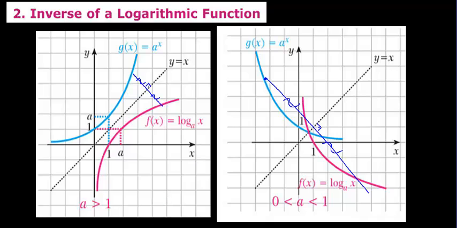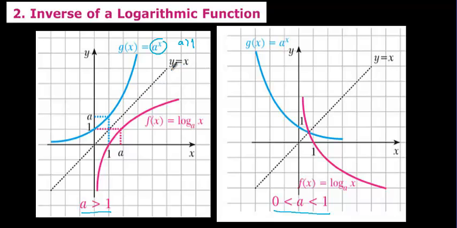Yes, what about the inverse of the logarithmic function? Here, the exponential function, a to the power of x. When a is greater than 1, and when a is between 0 and 1, the exponential function is in this form. Like this is 2 to the power of x, and this is 1 over 2 to the power of x. You may think like that.